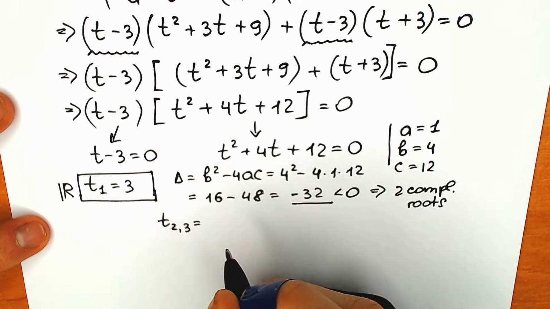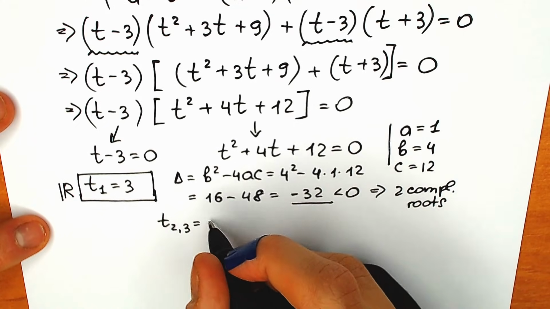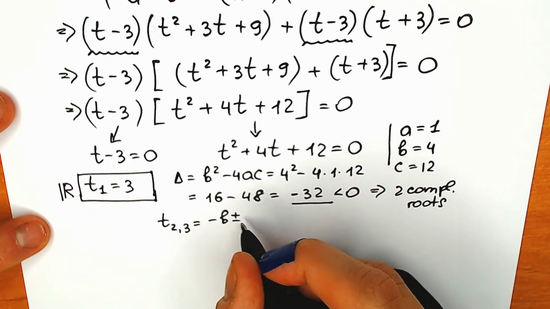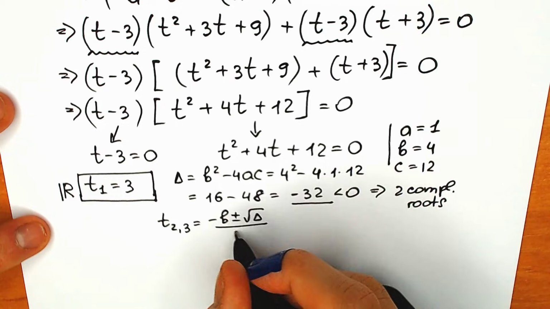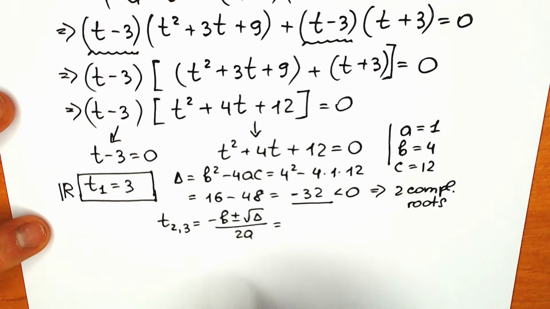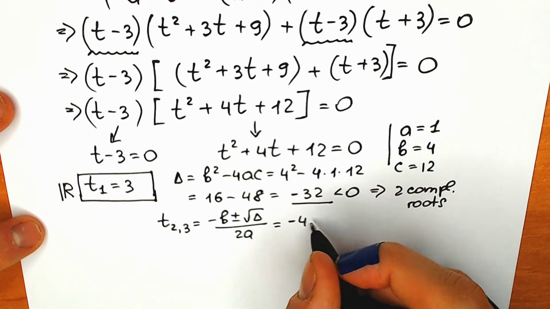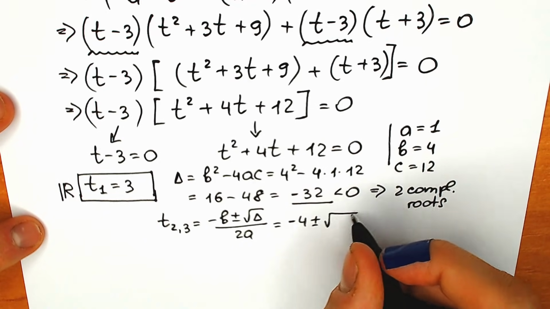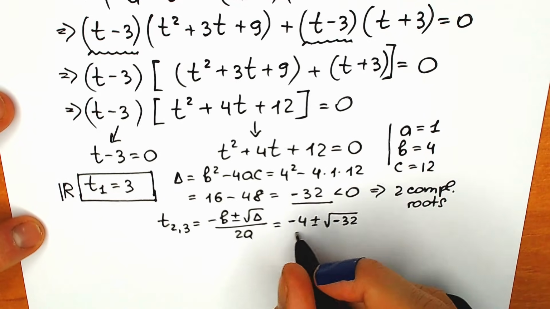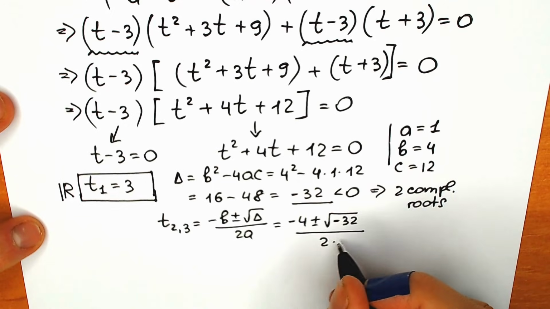So t second and third are equal to minus b, our all-known formula, plus minus square root of discriminant, all over 2a. So we have minus 4 plus minus square root of minus 32, and all over 2a, 2 times 1.